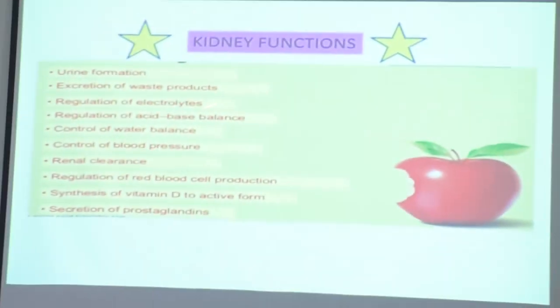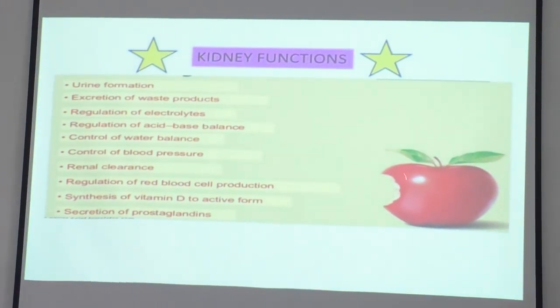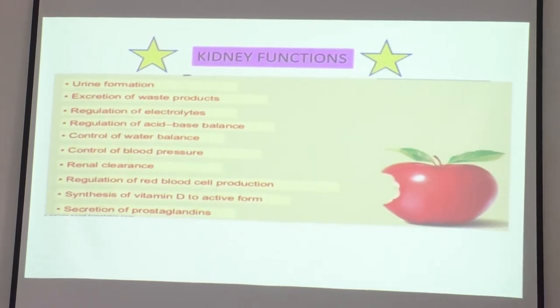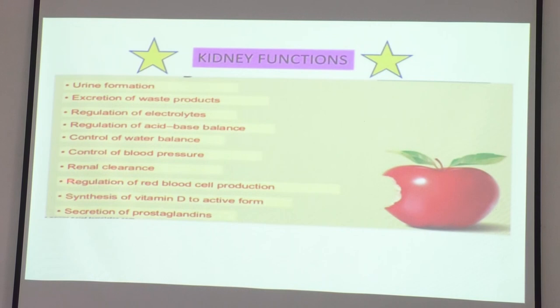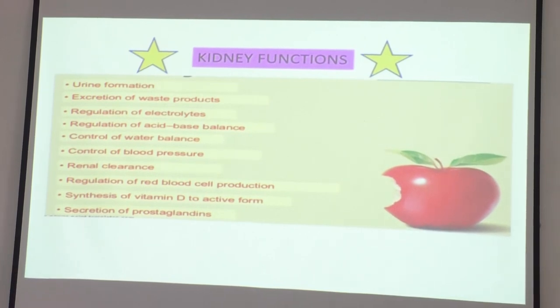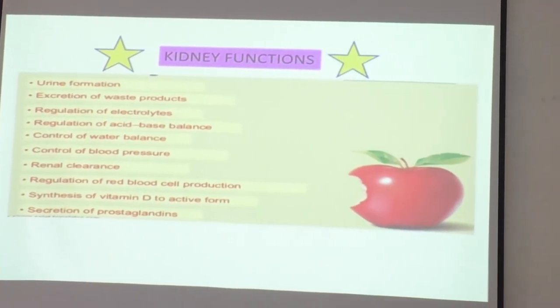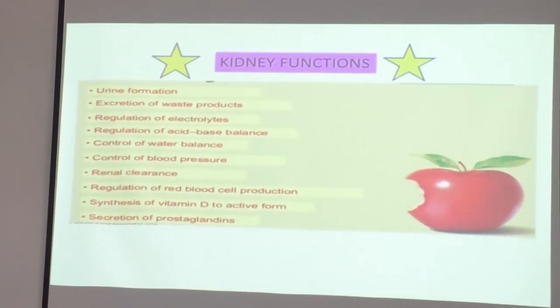Now these are the functions of the kidney. Okay, this is asked in your viva. If kidney is asked in viscera: urine formation, excretion of waste products, regulation of electrolytes, regulation of acid-base balance, control of water balance, control of blood pressure, renal clearance, regulation of RBC production; erythropoietin is secreted by the kidney. It helps in regulation of RBC production and synthesis of vitamin D to its active form. Some enzymes of the kidney are involved in activation of vitamin D, and also secretion of prostaglandin. All these are done by the kidney. So functions of the kidney can also come as part of a long question or be asked in your viva.